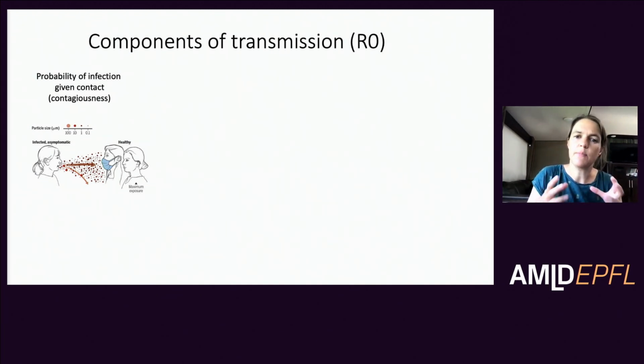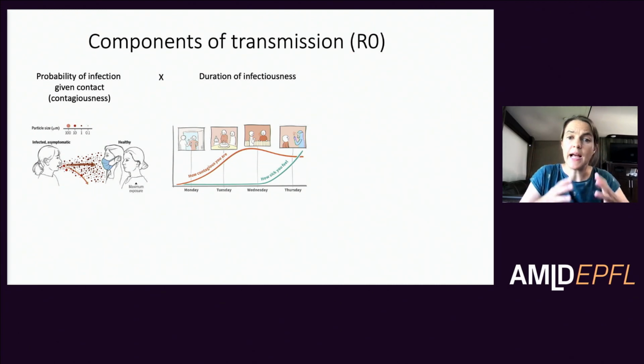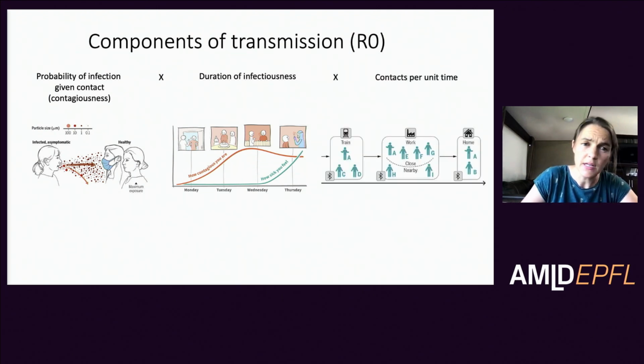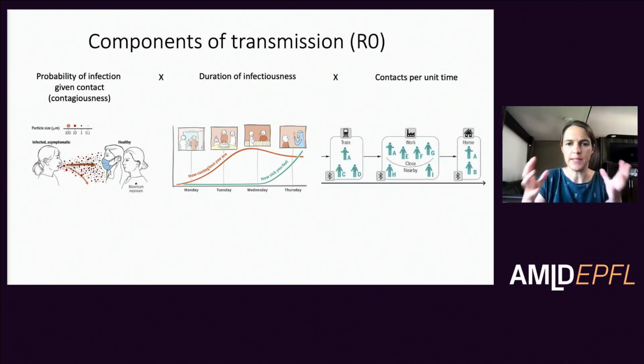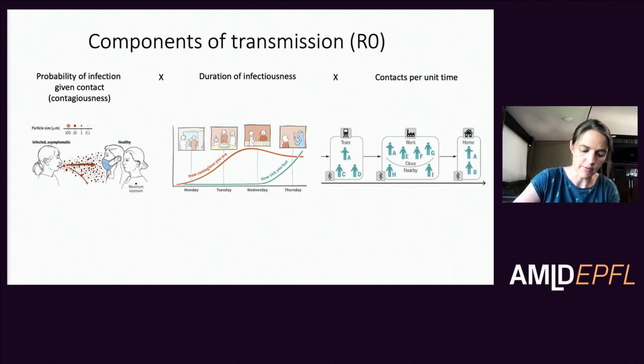The first is the probability of infection given contact, so the contagiousness of a disease. The second is how long people are infectious for, and that's obviously going to determine how many onward infections they can produce. And the third is the number of potentially infectious contacts people have per unit time. And these are the parameters that determine the basic reproduction number.